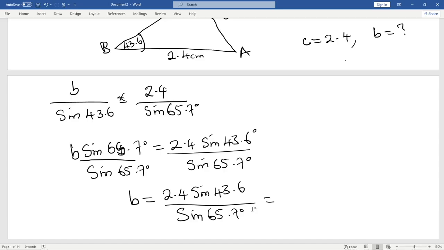So 2.4 sine 43.6, this is giving us 1.6551, divided by sine 65.7.